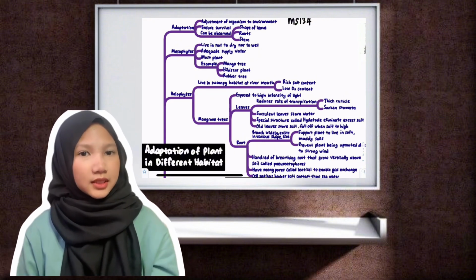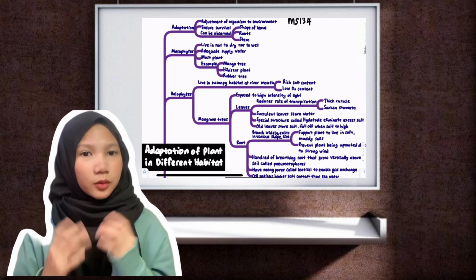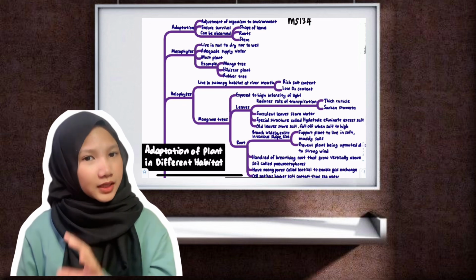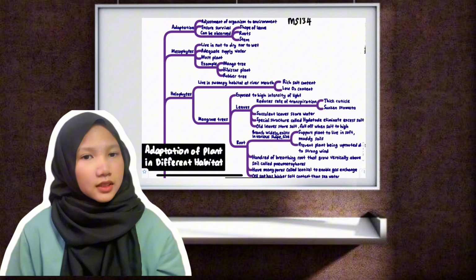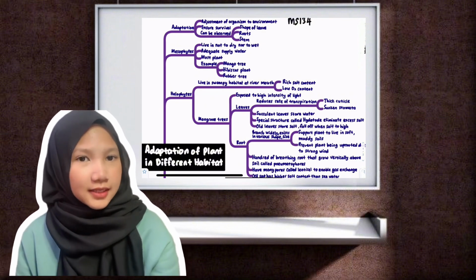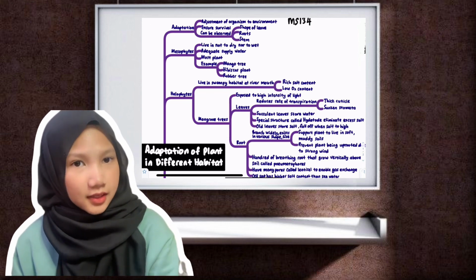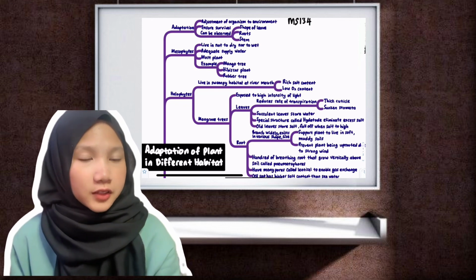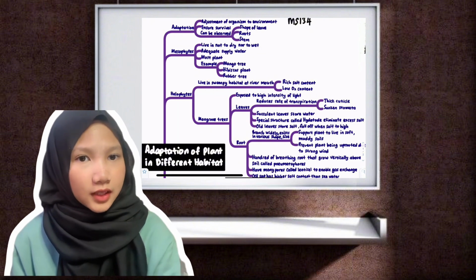So the next one is halophyte. Halophyte is a plant that lives in a swampy habitat at the river mouth, which is the meeting point of fresh water and seawater. The river mouth is rich in salt. For example, mangrove tree. Mangrove tree is exposed to high light intensity. So for the leaf, it will reduce rate of transpiration as it has thick cuticle and sunken stomata.